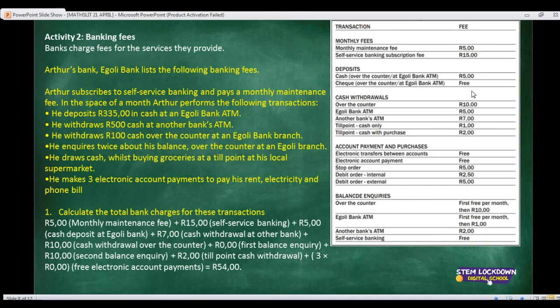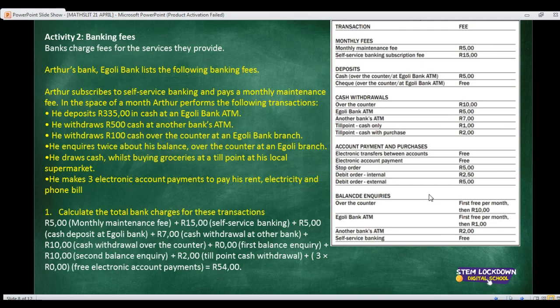Now, the first part is Egoli Bank. That's the name of the bank. So Arthur's Bank, Egoli Bank, lists the following banking fees. The banking fees are on your right, which are all listed there. And then the information is given.